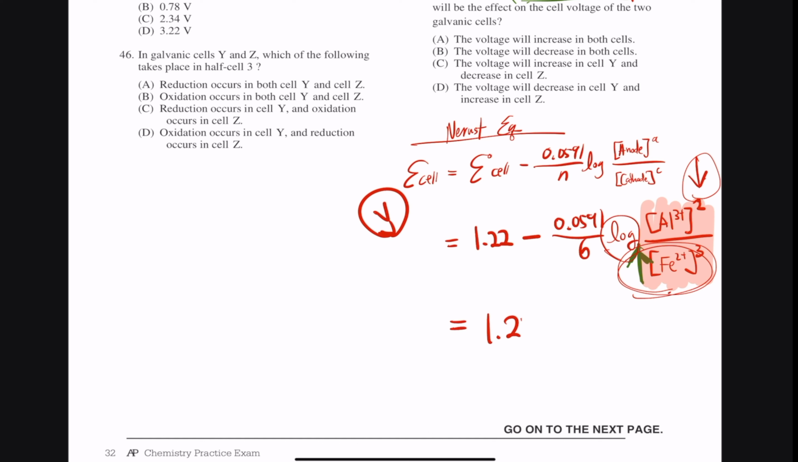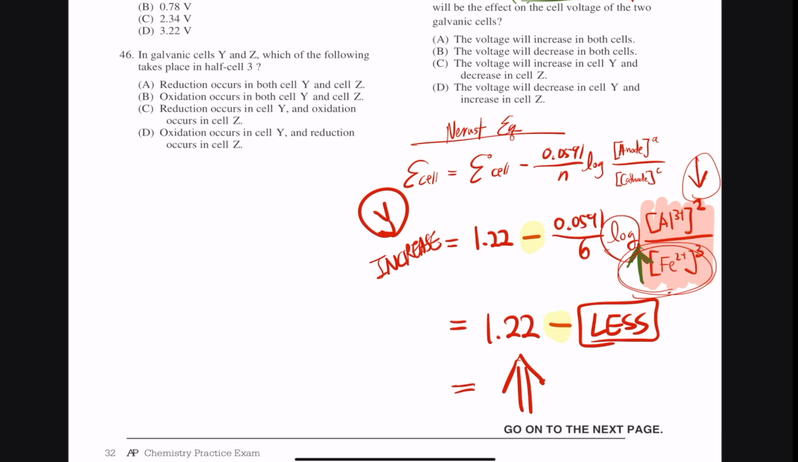So basically 1.22 minus, we're subtracting less than what we used to, because the whole value goes down. Your denominator is bigger, so the overall value goes down. So you are subtracting a smaller number. That's why overall this is going to get bigger. So that's why the voltage in cell Y is actually going to increase.